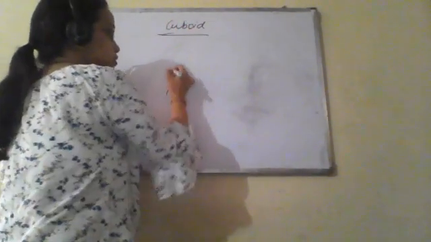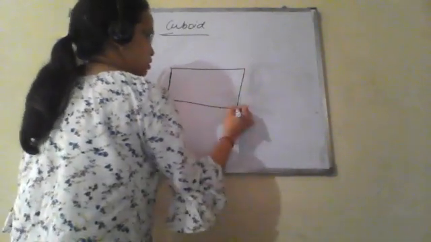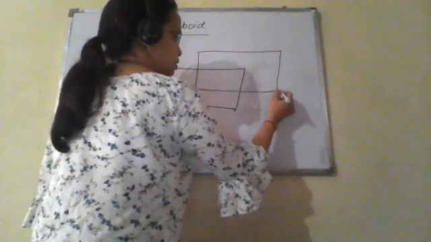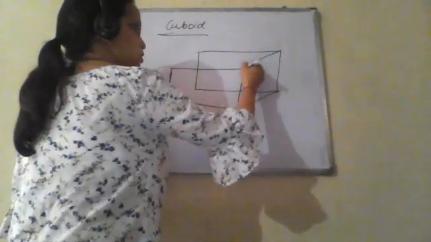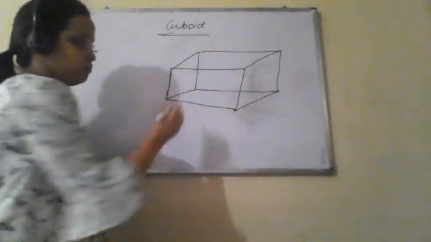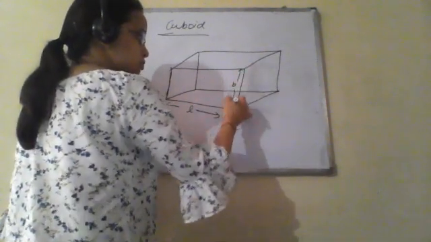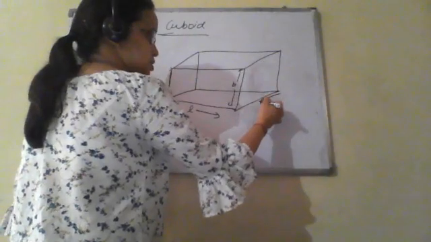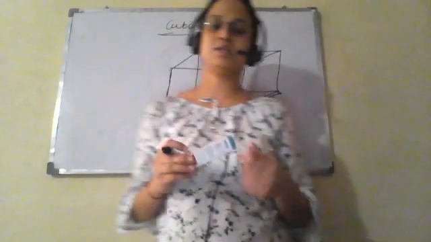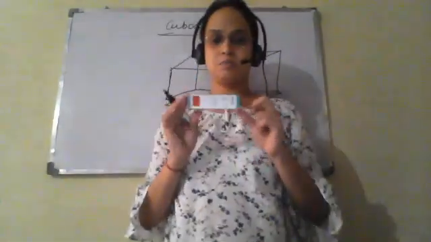So if you draw, this is a cuboid. This is length, this particular one is breadth, and this dimension is height. So it has three dimensions. Cube is almost the same, but in a cube all the three dimensions are the same. We will discuss it later. So this is basically a cube shape.